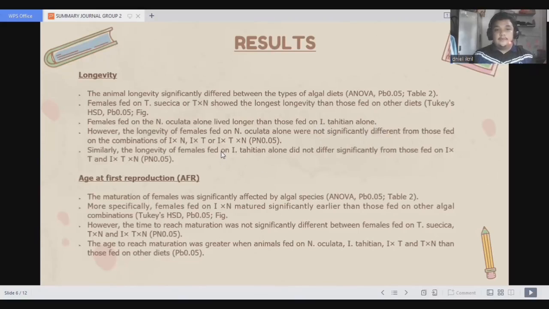Then for age at first reproduction (AFR), the maturation of females was significantly affected by algal species. More specifically, females fed on I. tahitiana matured significantly earlier than those fed on the algae combination. However, the time to reach maturation was not significantly different between females fed on T.